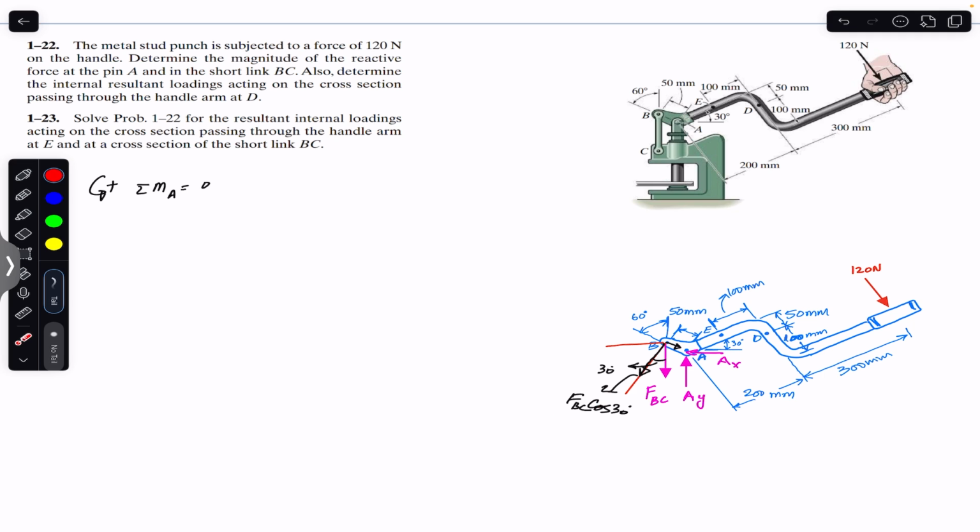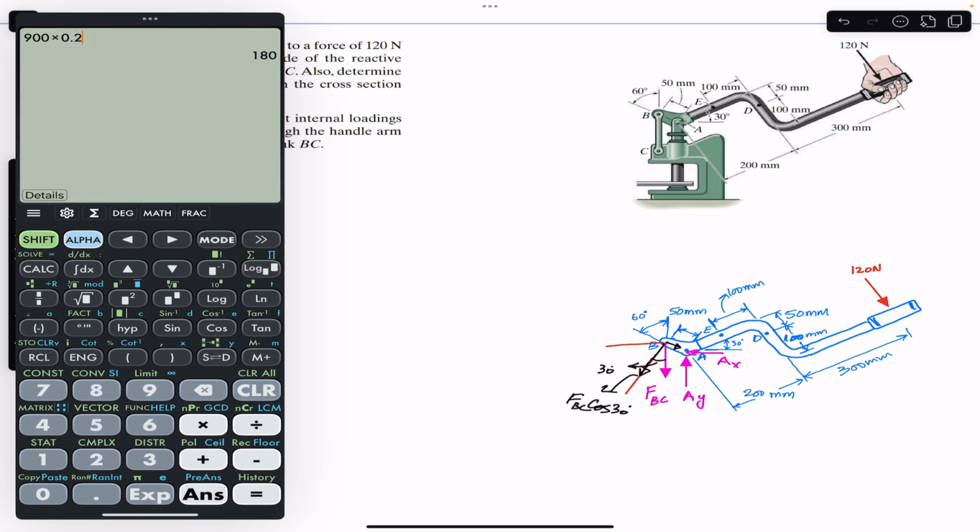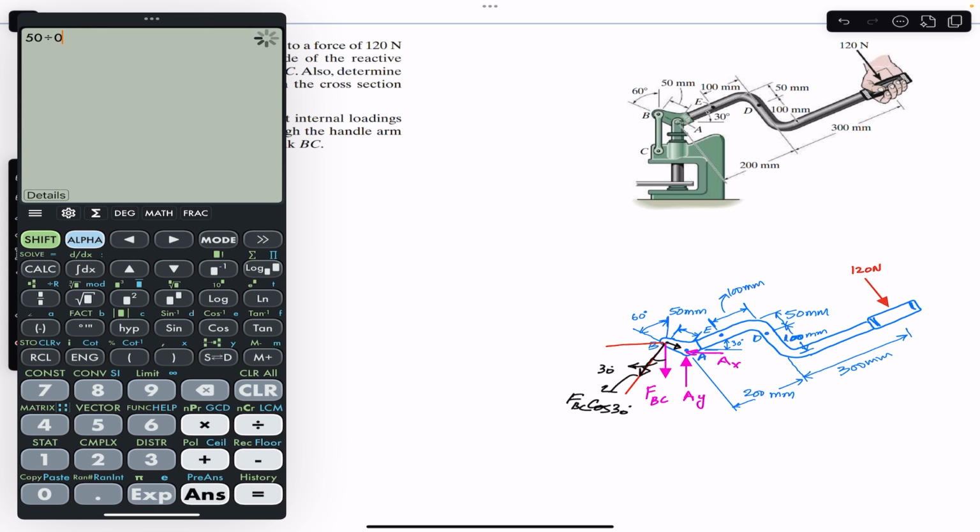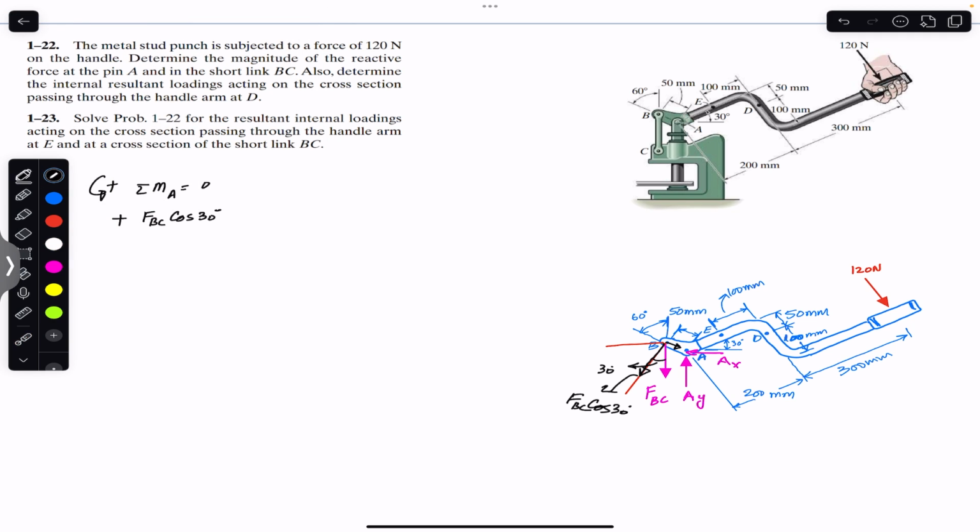So this FBC cos of 30 is producing the counterclockwise moment about point A. So we will write plus FBC cos of 30, and the moment arm of this component from point A is this distance, which is 50 mm. So 50 divided by 1000 will be 0.05. So the moment arm is 0.05 meters.